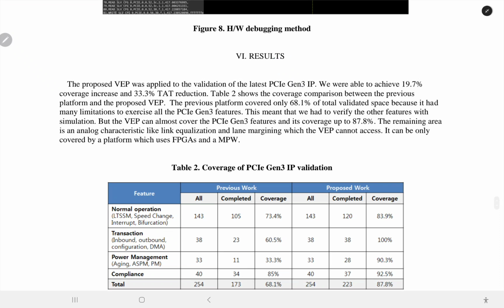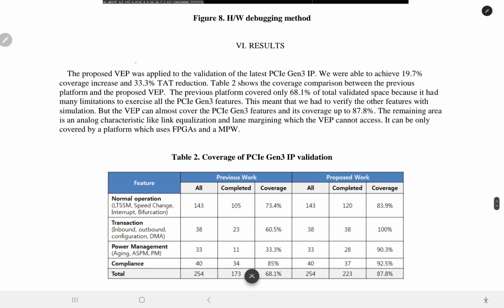6. Results. The proposed VEP was applied to the validation of the latest PCIe Gen3 IP. We were able to achieve a 19.7% coverage increase and a 33.30% TAT reduction. Table 2 shows the coverage comparison between the previous platform and the proposed VEP.